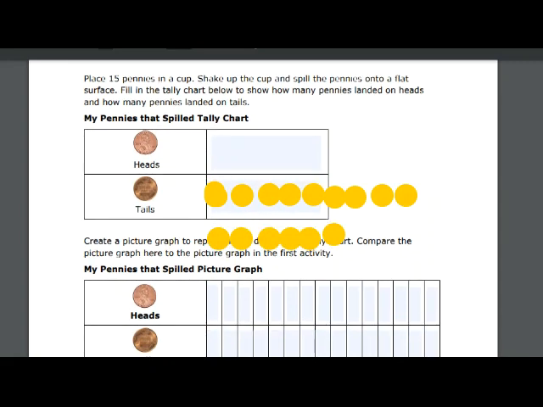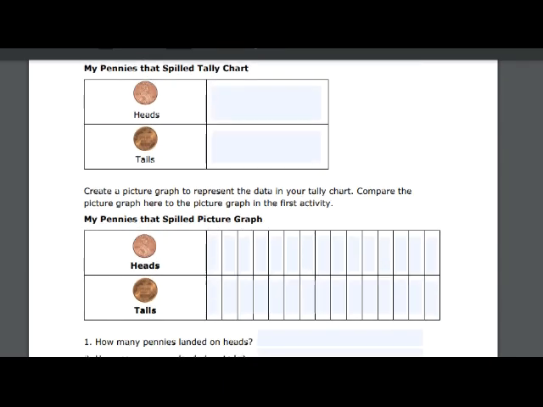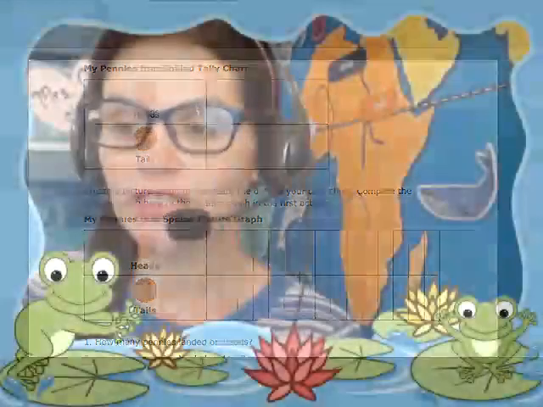Here's the next page of your worksheet. Oh, let me go ahead and erase those. Let me erase those pennies from our pictograph. All right, now it says place 15 pennies in a cup. Shake up the cup and spill the pennies onto a flat surface. Fill in the tally chart below to show how many pennies landed on heads and how many pennies landed on tails. So this is where you'll need your cup and you'll need your 15 pennies.